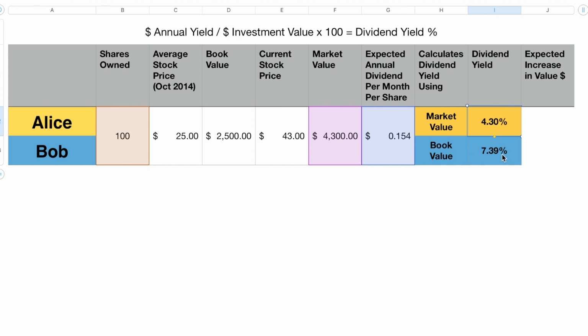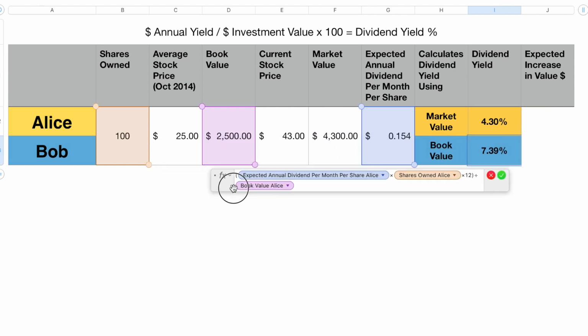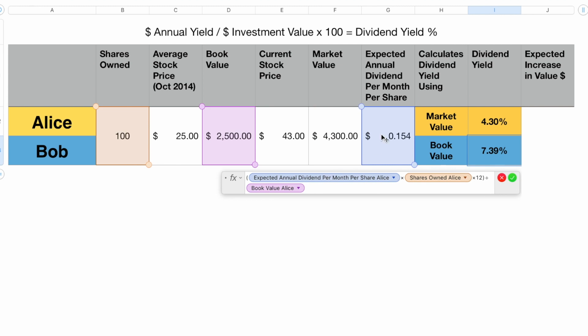Now, Bob uses book value. So he does the same calculation, but you can see the difference. Instead of using market value, he uses the book value. Same formula. So the expected annual dividend per month times the number of shares owned times 12, because it's going to pay out 12 times, divided by the book value. So Bob is calculating out that his future dividend yield is going to be 7.39%.